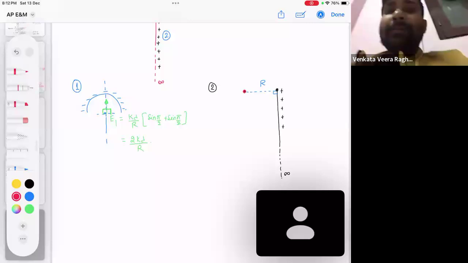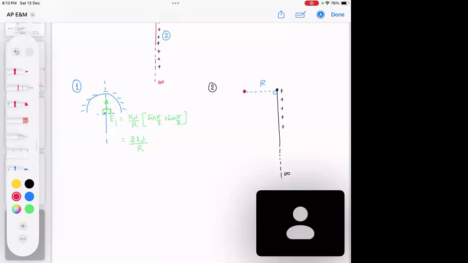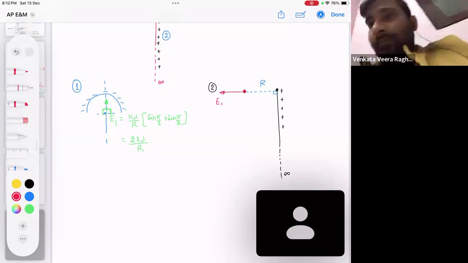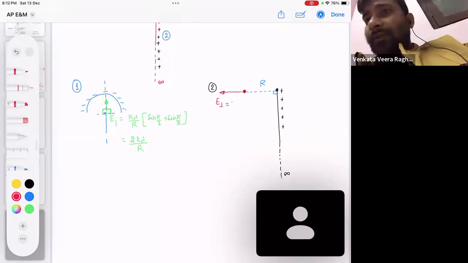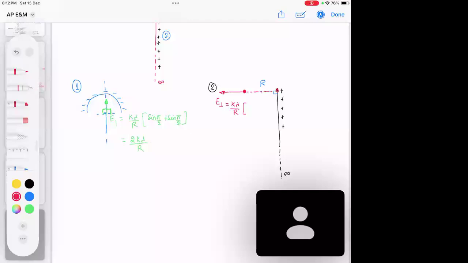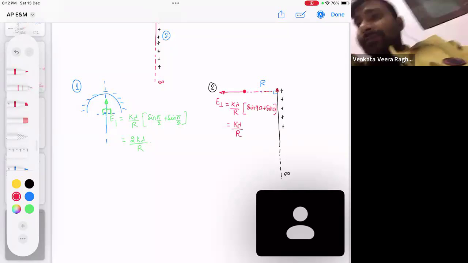So now, due to the second segment, if I calculate the field here, how many components will come? Two components will come, right? Can I say the perpendicular component is going to be like this, and its value is going to be K lambda by R? This point is making how much angle with each end? One end is at 90 degrees, perpendicular, and the other end at 0 degrees. So we can write sine 90, and the other one sine 0. So we get K lambda by R.